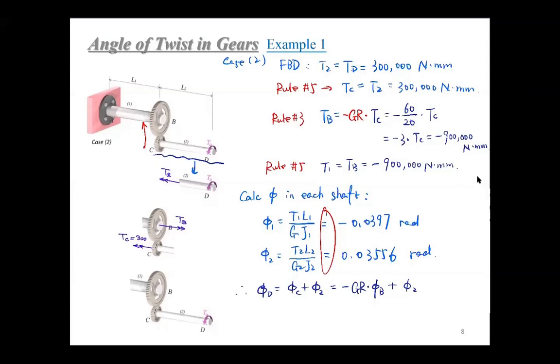Again, here we're also using the golden rule. From phi b to phi c, look at B and C. B is larger, C is smaller. So here we're actually calculating phi C from phi B, using negative gear ratio times phi B. Which one is larger, phi C or phi B?